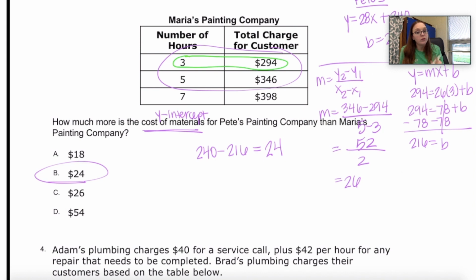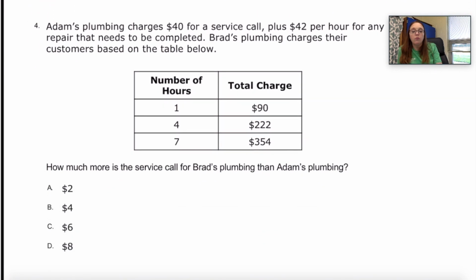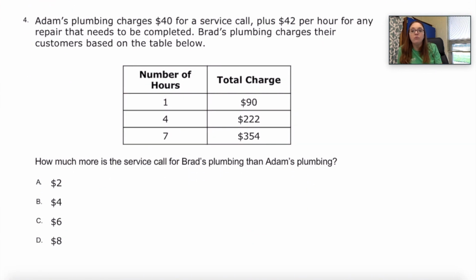Okay, we'll do one more together. Looking at number 4, it says that Adams Plumbing charges $40 for a service call plus $42 per hour for any repair that needs to be completed. Brad's Plumbing charges their customers based on the table below. So I'm going to write Brad's right there above the table. How much more is the service call for Brad's Plumbing than Adams Plumbing?